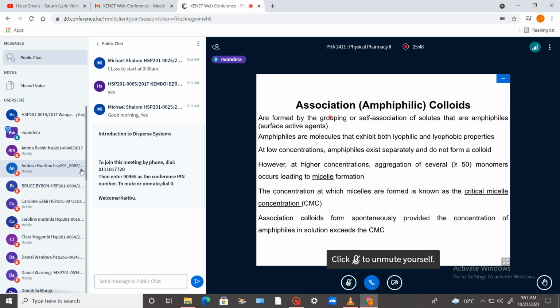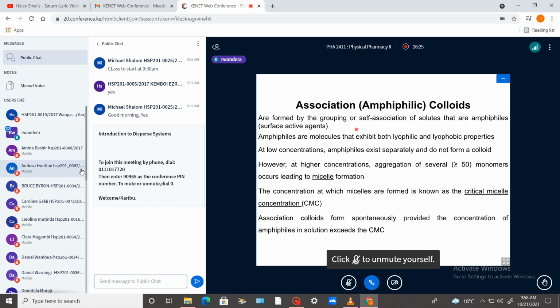So the third category, based on the association between the dispersed phase and the dispersion medium, is what we call association or amphiphilic colloids. Association colloids are formed by the self-association of molecules called amphiphiles or surface active agents. Amphiphiles are molecules that exhibit both lyophilic and lyophobic characteristics, so both solvent-loving and solvent-hating characteristics.